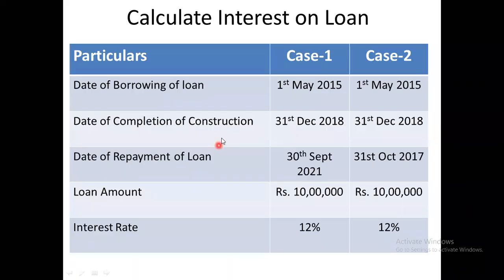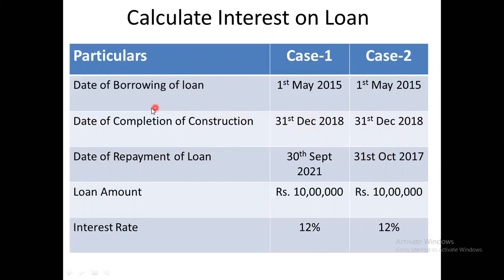Okay, now in this slide, we'll understand how interest on loan is calculated. Now we have two situations or two scenarios here. In case 1, you can see that the date of borrowing on loan is on 1st May 2015, just as case 2. So all the aspects with regard to case 1 and case 2 are similar, except for the date of repayment of loan. So the date of repayment of loan as per case 1 is on 30th of September 2021, and the date of repayment of loan under case 2 is on 31st of October 2017. In all other aspects, both cases remain the same.